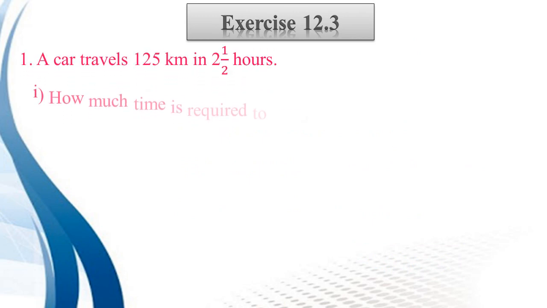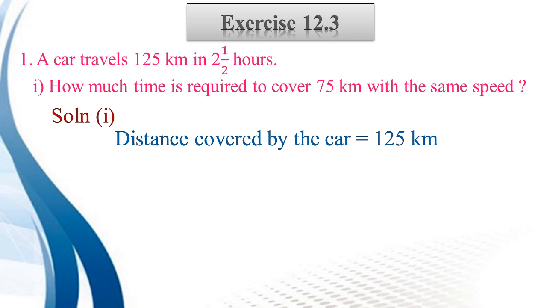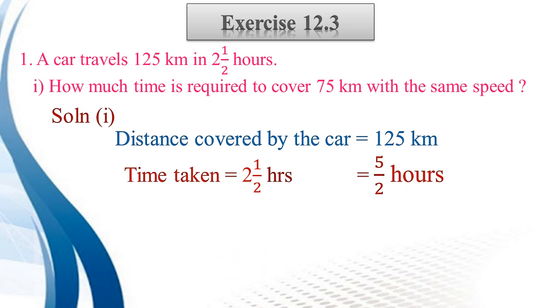Exercise 12.3. First one: a car travels 125 km in 2 1 by 2 hours. How much time is required to cover 75 kilometers with the same speed? First we write: distance covered by the car equals 125 kilometers. Time taken equals 2 1 by 2, which is given as a mixed fraction, so convert it into an improper fraction. 2 twos are 4 plus 1, 5 by 2, that is 5 by 2 hours.